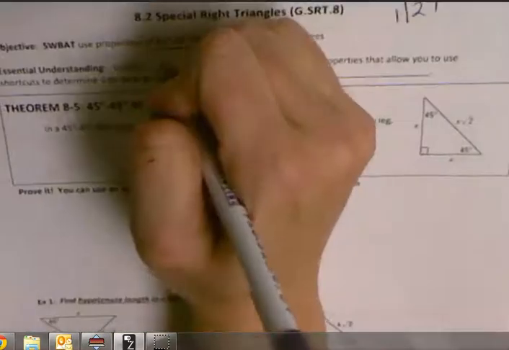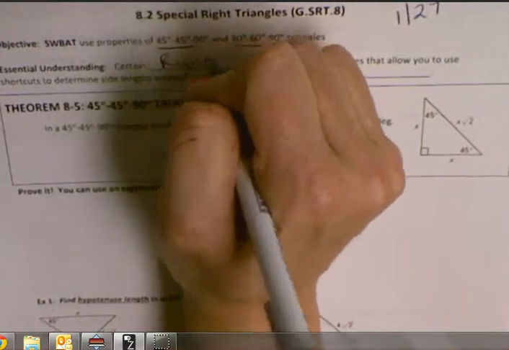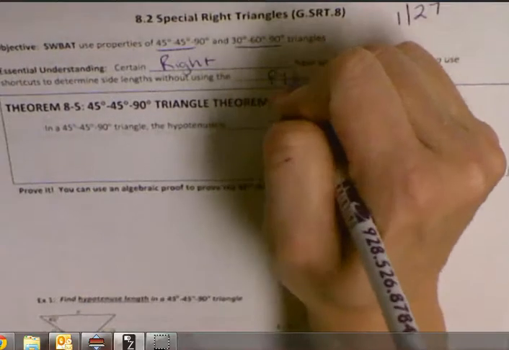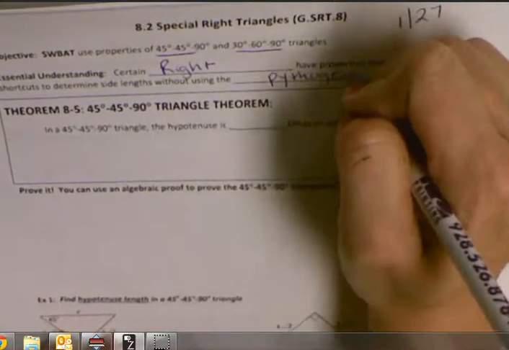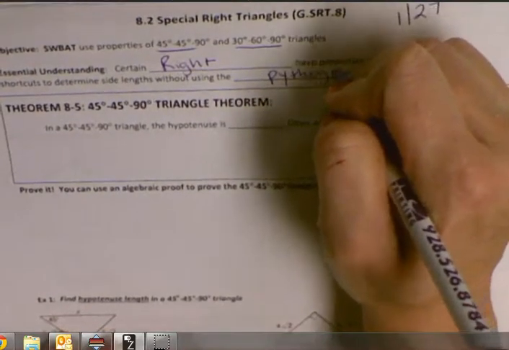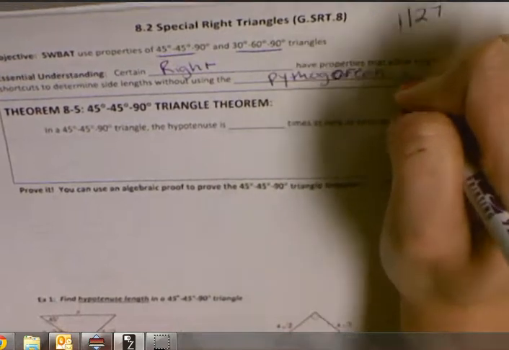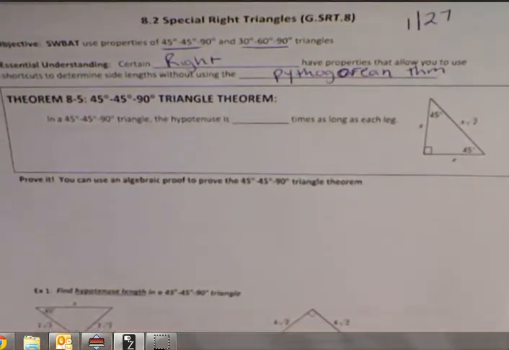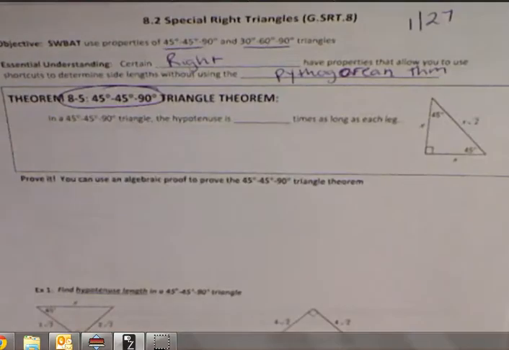So certain right triangles have properties that allow you to use shortcuts to determine the side lengths without using the Pythagorean theorem. So we are going to learn what those shortcuts are today. And then we're going to also add them to our Ames reference sheet. So these ones I'm not going to expect you to memorize. So let's take a look at the 45-45-90 triangle theorem.